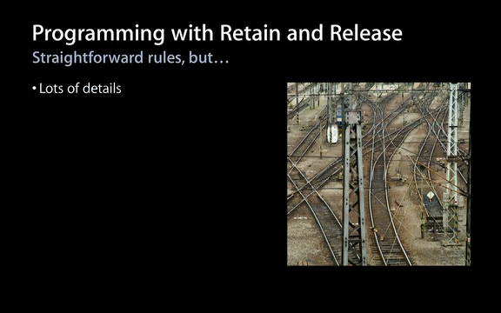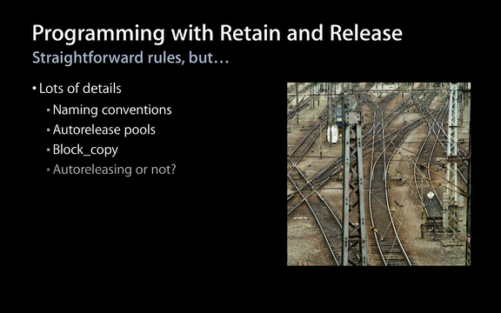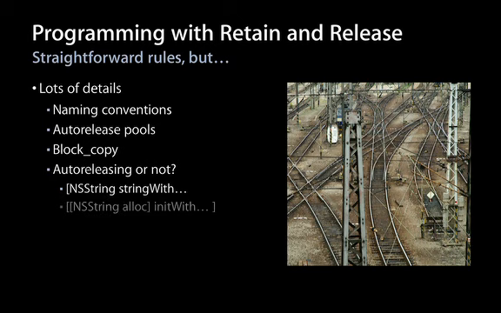However, there were details. Lots of details. The simplest among these, you had to think about the naming conventions and adhere to those. Then possibly you had to think about auto-release pools. Blocks came in. You had to worry about whether the method that you used was returning an auto-released object, and then think about not calling it auto-released. It was an object you didn't own. And then maybe you wanted to use alloc init instead.